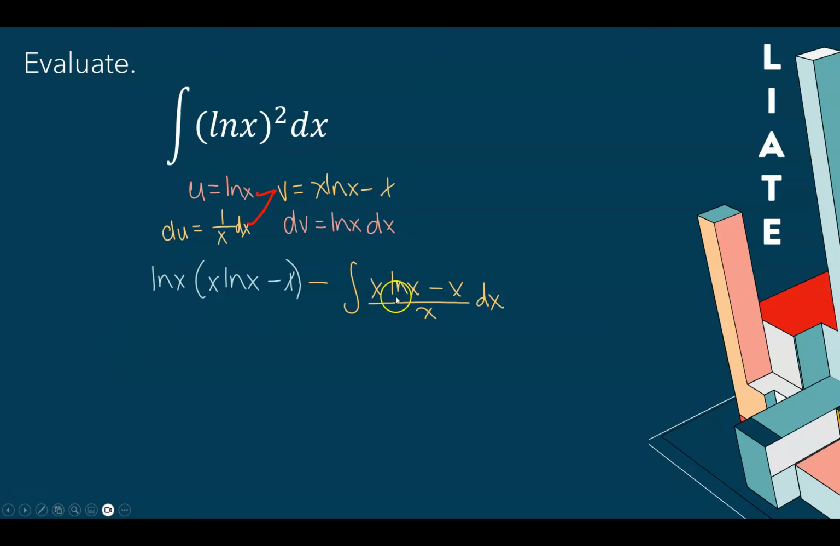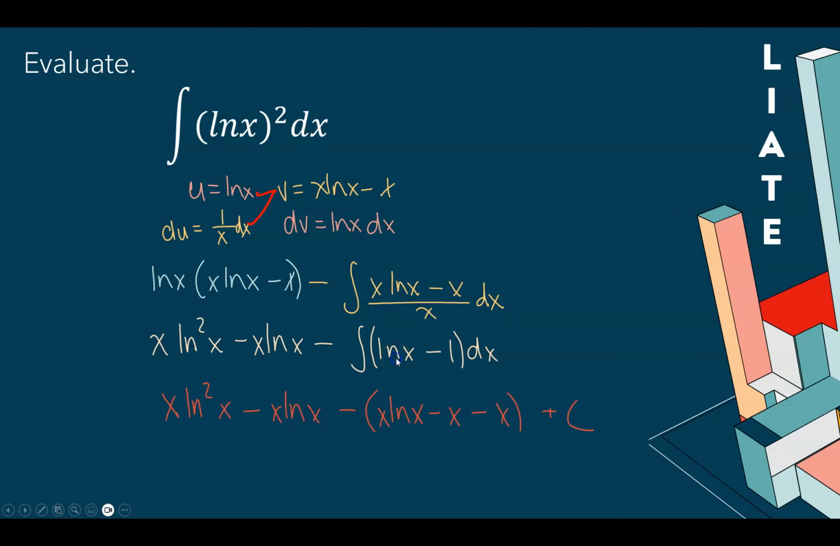But we can divide out an x and divide out another x. And over here, let's say x natural log squared minus x natural log of x. And now we have a much cleaner minus the integral of natural log of x minus 1. And again, the antiderivative of natural log of x is x natural log of x minus x. And then the antiderivative of 1 is x.